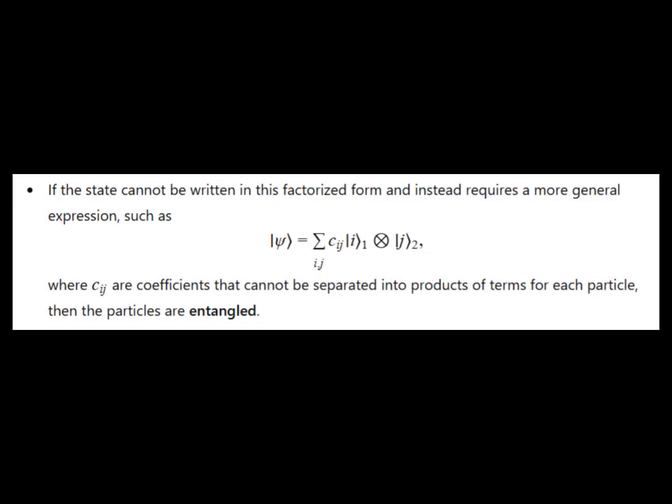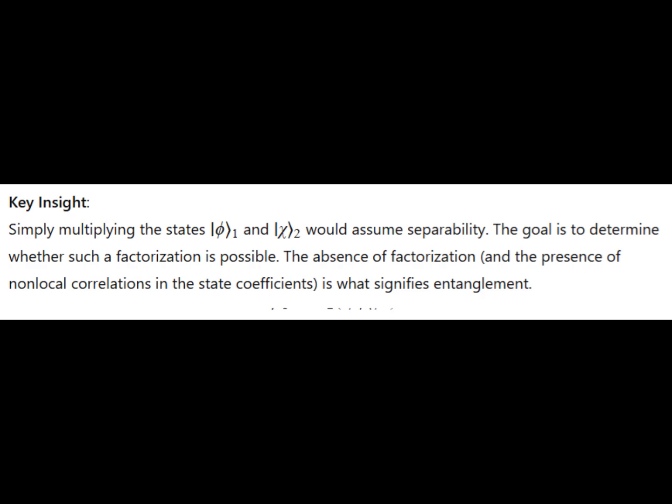If the state cannot be written in this factorized form and instead requires a more general expression, such as where C sub ij are coefficients that cannot be separated into products of terms for each particle, then the particles are entangled. To verify entanglement, simply multiplying the states ket phi sub 1 and ket chi sub 2 would assume separability. The goal is to determine whether such a factorization is possible. The absence of factorization, and the presence of non-local correlations in the state coefficients, is what signifies entanglement.